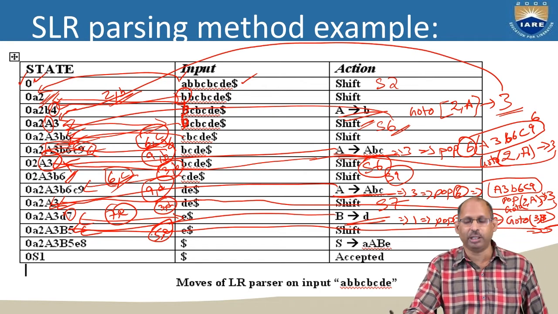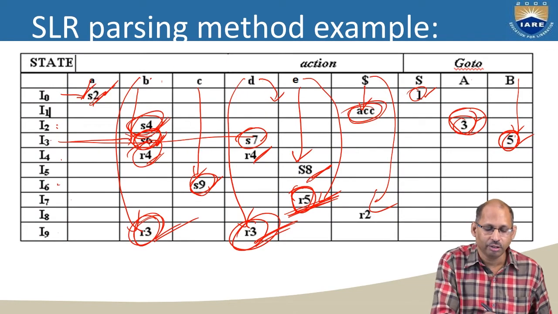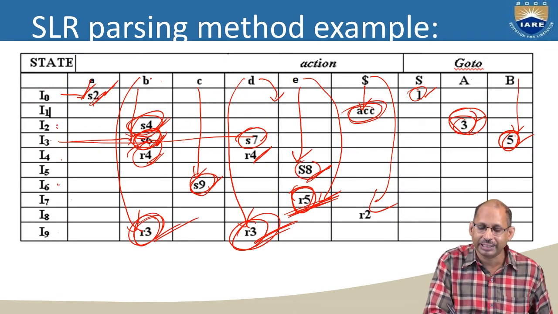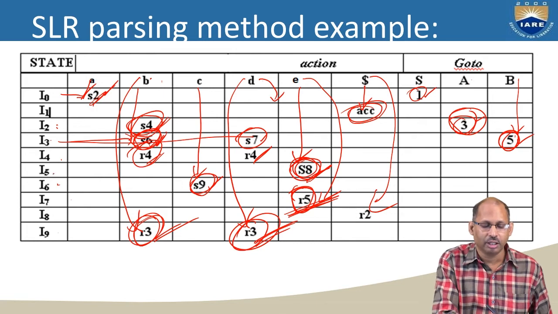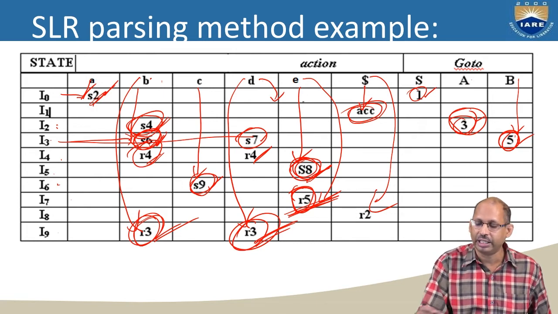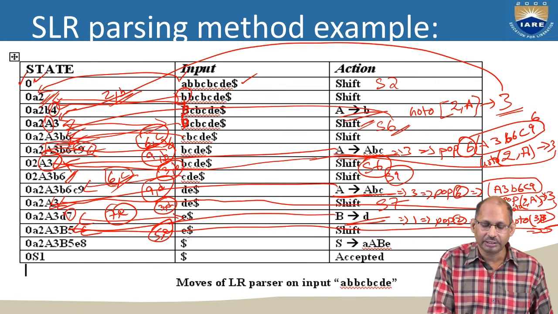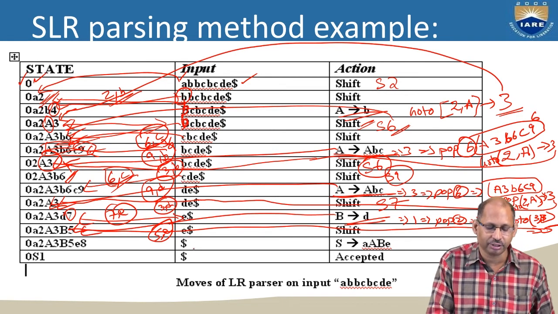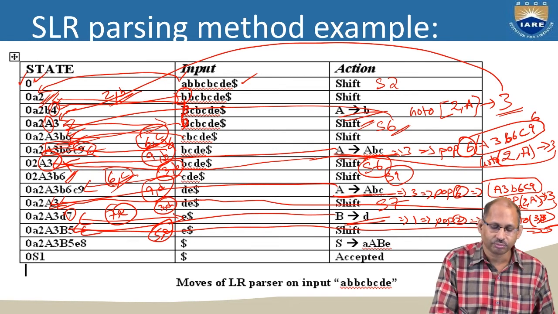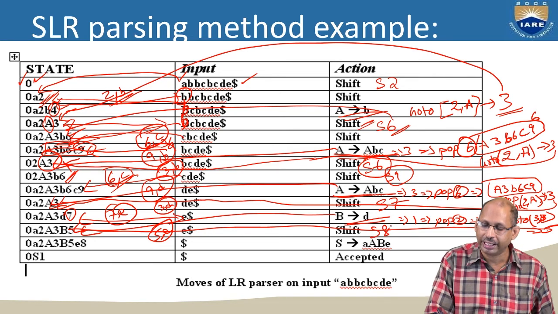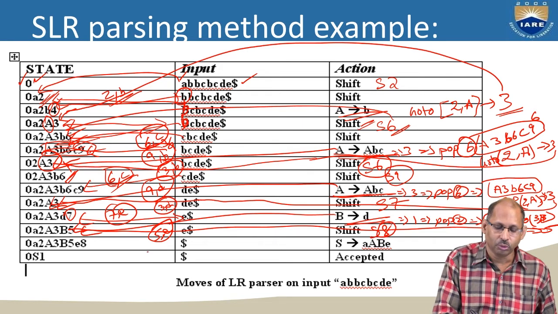Then consider 5 comma E. What is 5 comma E? 5 comma E is S8. Right? Shift 8. Move the symbol here.